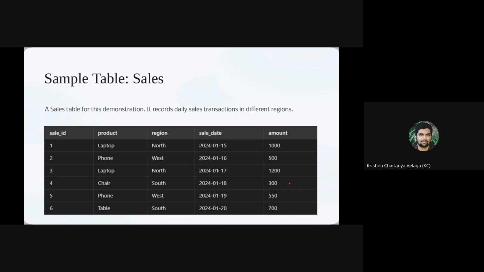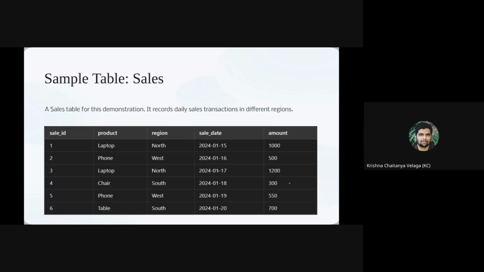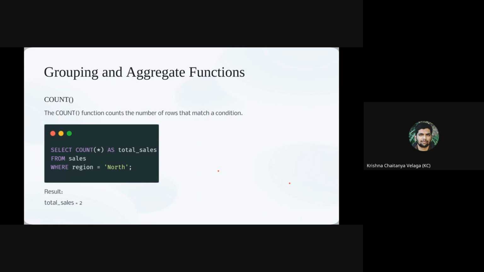This is an example sales table with product, region, date of sale, and amount. I want to count all the sales in region north. So I just do select count star as total sales from sales where region is north, and the result is 2.